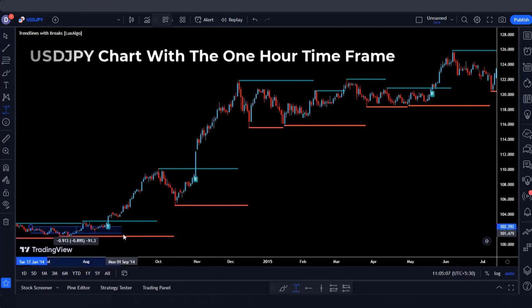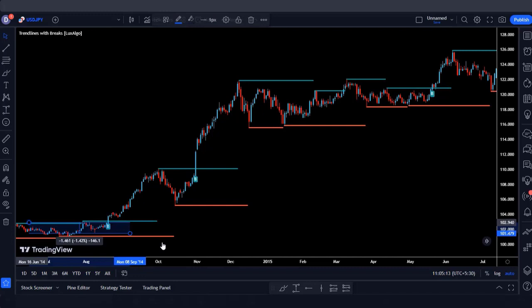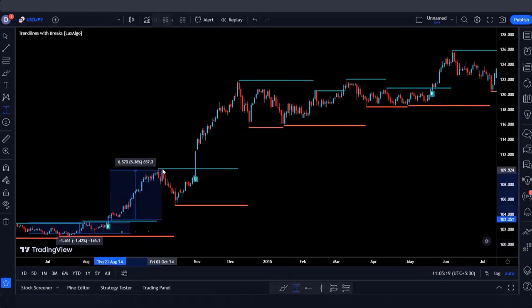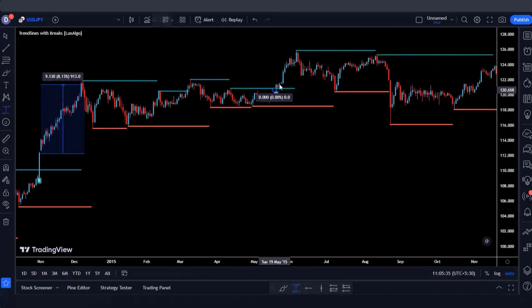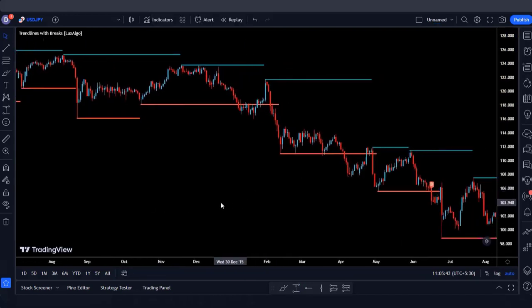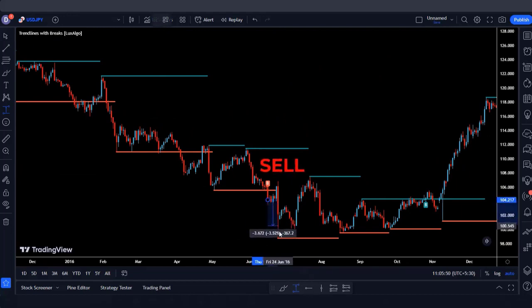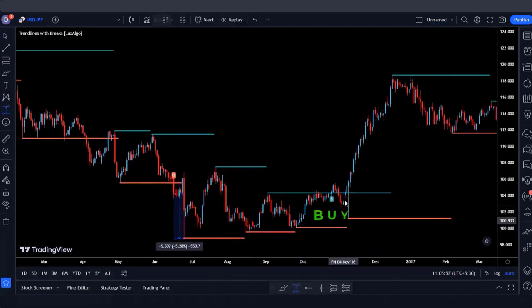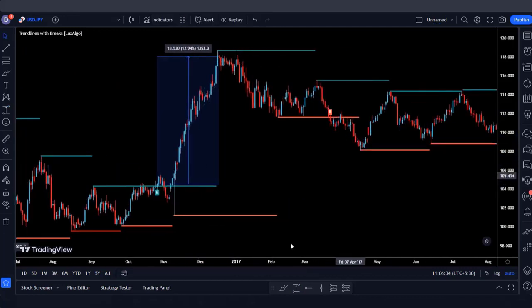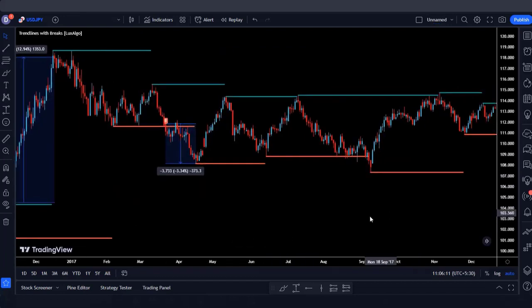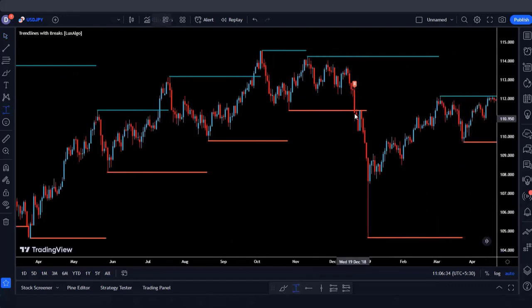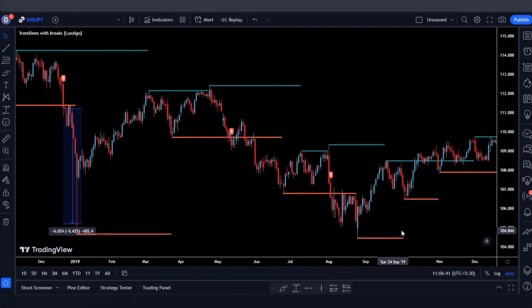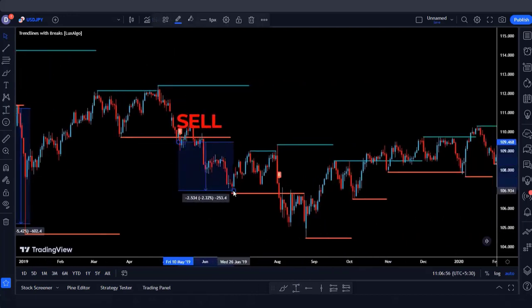Now, let's check out the USD/JPY chart with the 1-hour time frame to see how accurate the signals are going to be in the forex markets. As you saw, only one of the signals turned out to be fake.